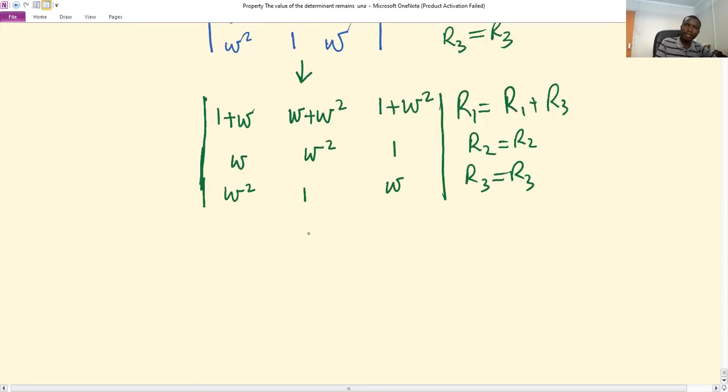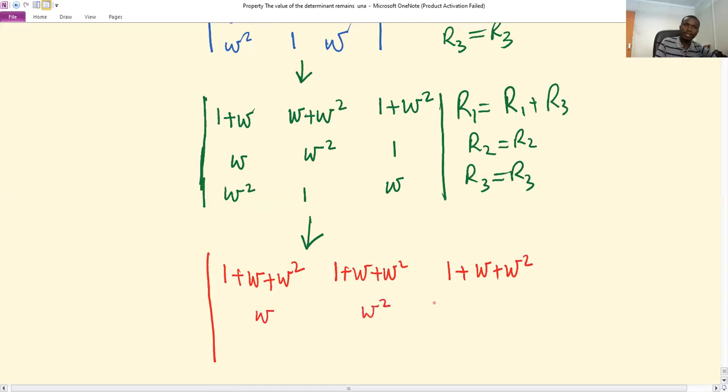By doing that, this determinant will be transformed into the determinant of 1 plus omega squared, 1 plus omega squared, 1 plus omega squared; omega squared, 1, omega squared; 1, omega. So that's what we have.